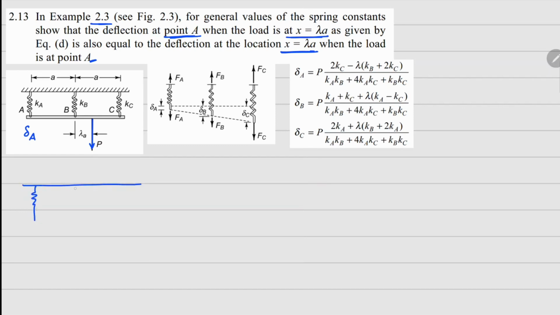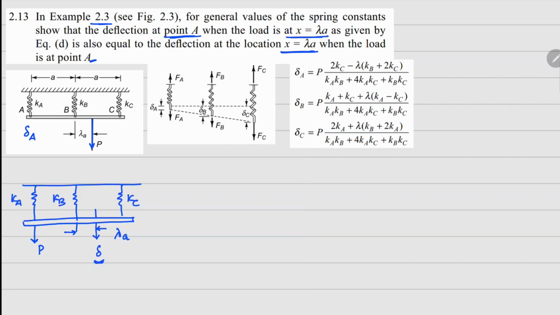So if I redraw this configuration one more time, in the second problem now our force P is right here and we are interested in delta at this point, where this distance right here is lambda A. Spring constants are the same, so Ka, Kb and Kc.